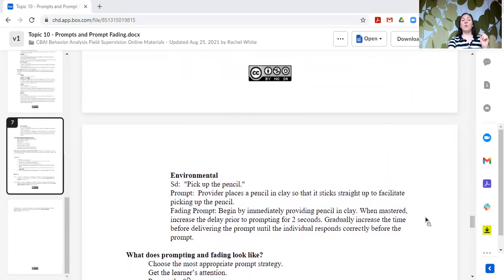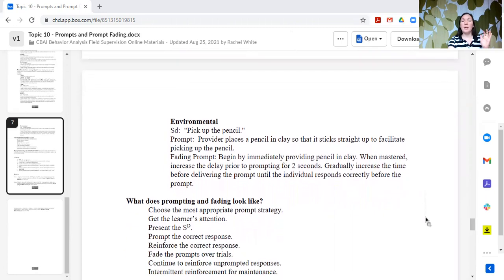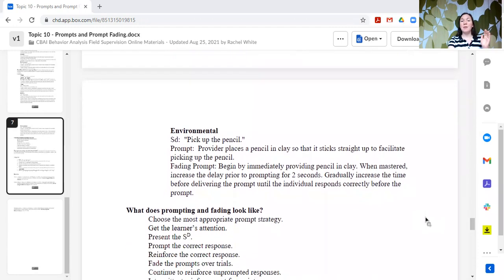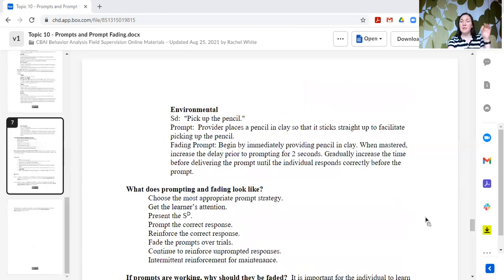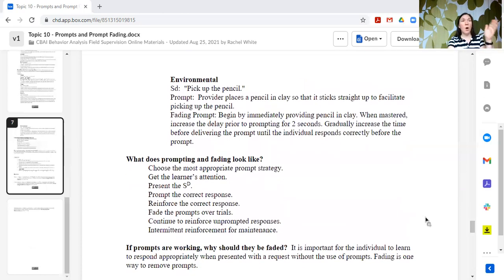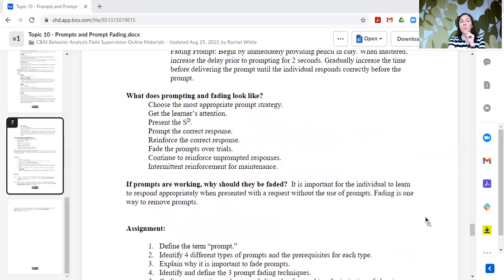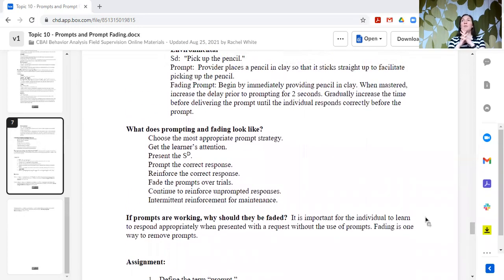What you want to make sure that you are aware of with time delay is that this is planful, this is systematic, and that you are doing it consistently. I have found that time delay works really, really well for evoking spontaneous vocal behavior or verbal behavior, use of other devices, AACs and PECs and things like that.